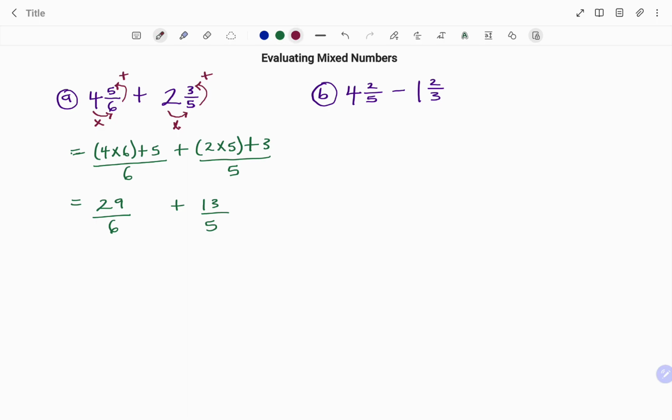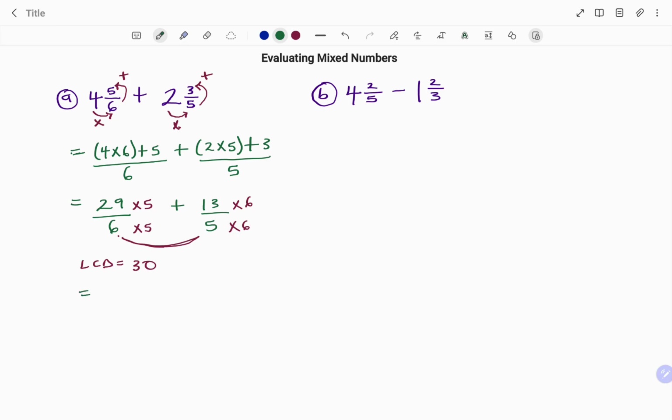So the first check is the denominators are not the same. To make them the same, I'm going to find my lowest common denominator, or my LCD. In this case, the LCD for 6 and 5 will be 30. So how do I get to 30? From 6, I'll be multiplying by 5, and whatever you do at the bottom, you do at the top. On my right hand side, to get to my LCD, I'm going to multiply by 6. Remember, whatever you do at the top, you also do at the bottom.